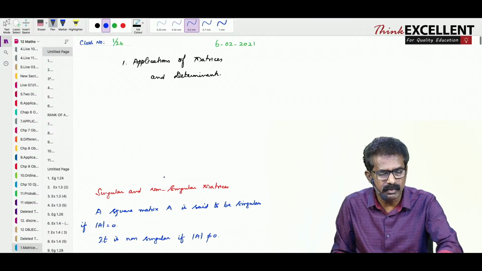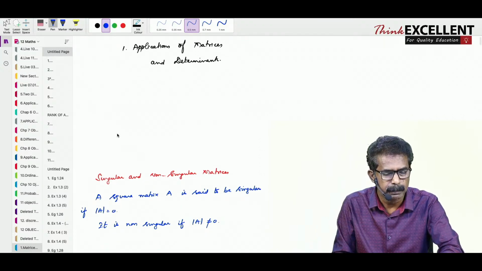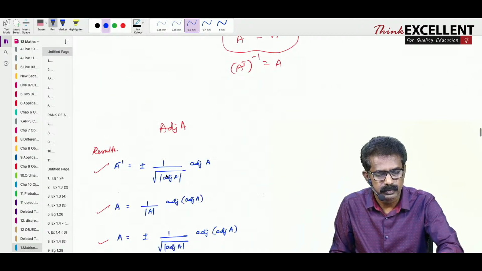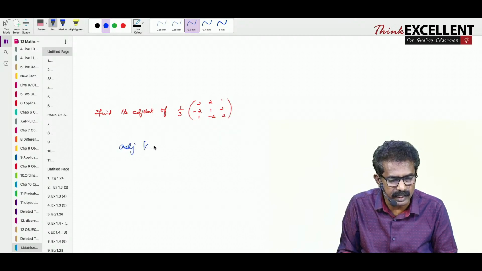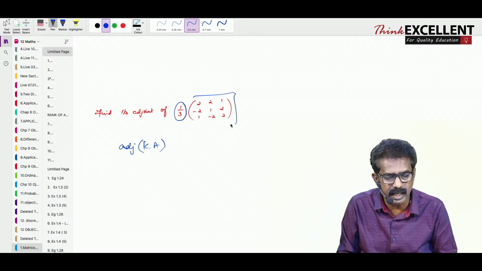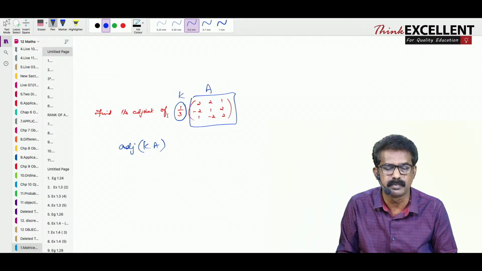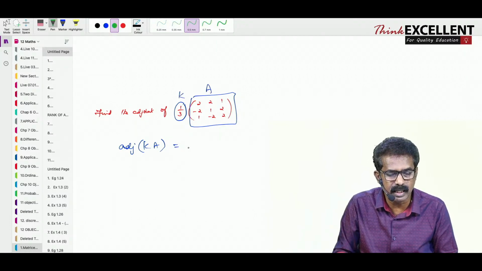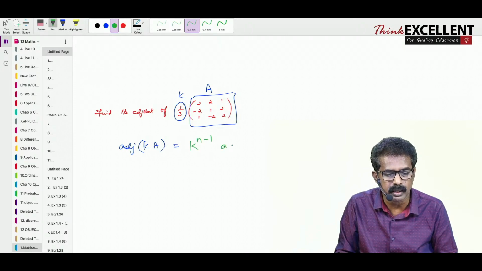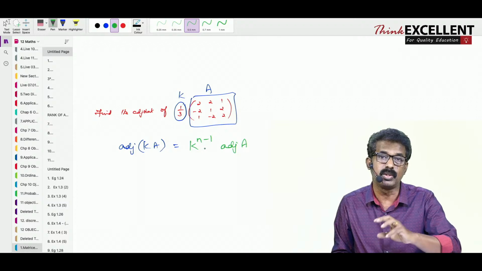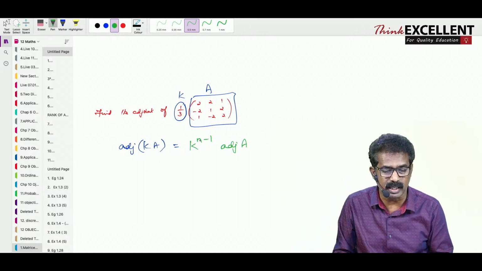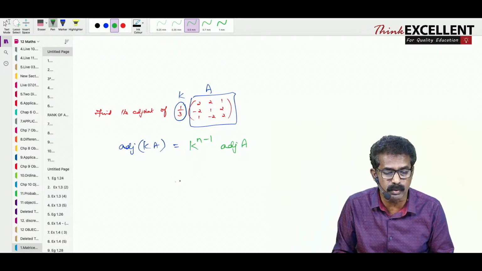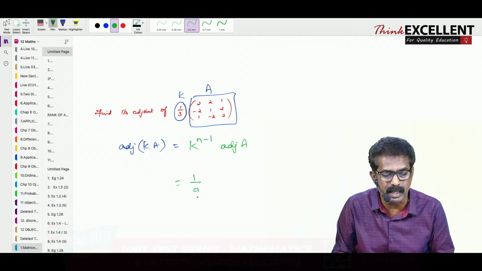So adjoint of the matrix, listen. You know there is a formula, adjoint of kA. Find the adjoint of this, where this is our k and this matrix is A. So what is the answer? It is k raised to n minus 1 into adjoint A. N is the order, and this is a 3 by 3, so n value is 3. 3 minus 1 is 2, so k square comes. So 1 by 3 square, what is that? 1 by 9 into adjoint A.